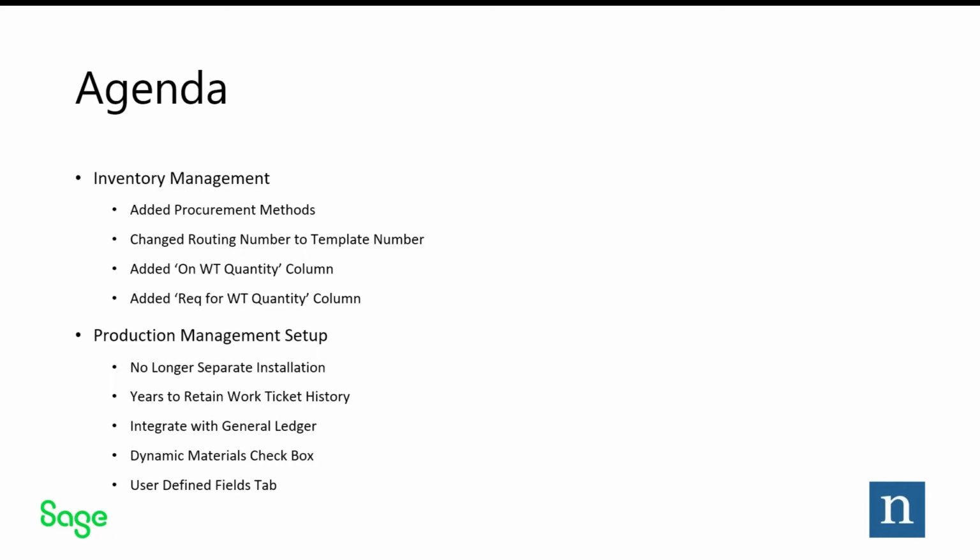Next, we're going to talk about some changes that were made in production management setup, including the fact that the production management installation is no longer a separate installation. It's now included in the installation files that are used to install Sage 100 2022. Prior to that, you had to click on a link, go to another website, and download the product from there. That's no longer true. They've added an option for number of years to retain work ticket history.